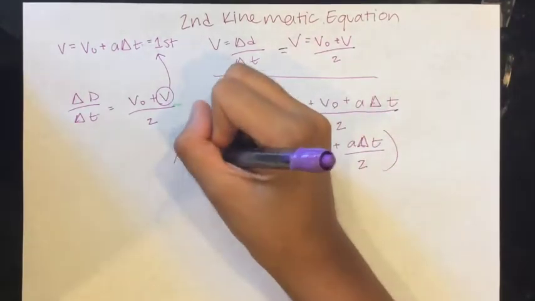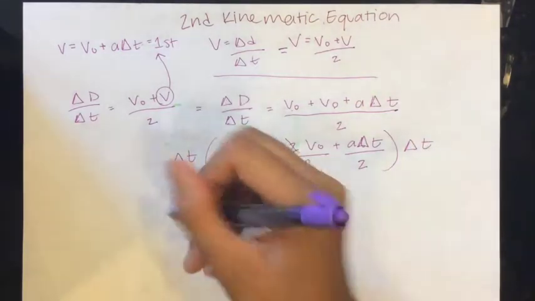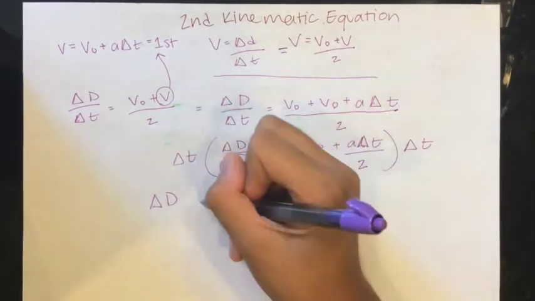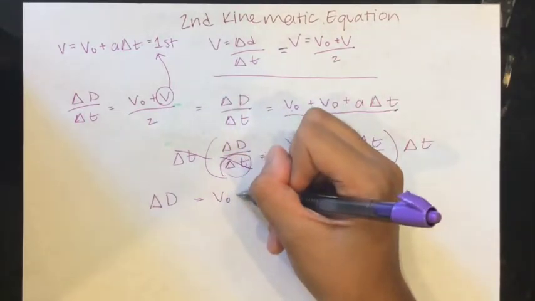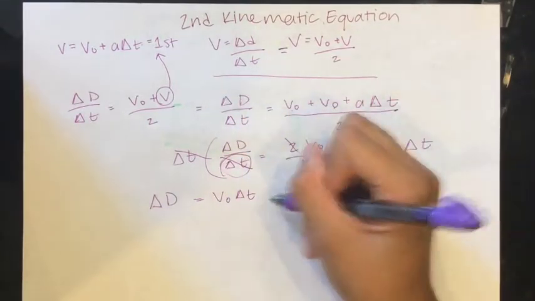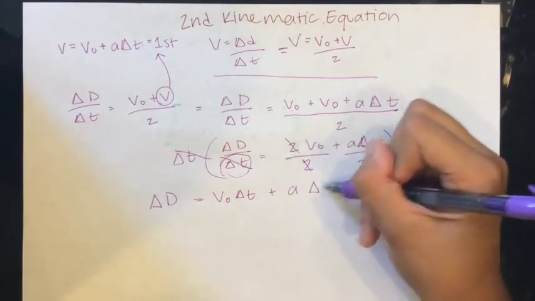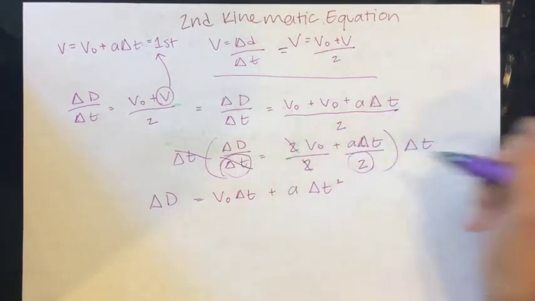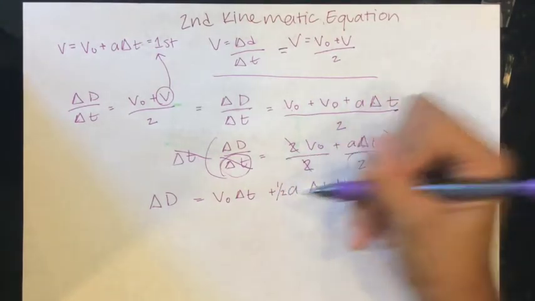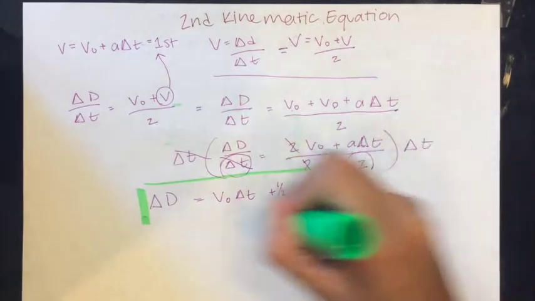We still want to try to get rid of this, so we multiply both sides by delta t, giving us that delta d equals v naught delta t plus a delta t squared over 2, or we could say 1 over 2 a delta t squared. So this is your second kinematic equation.